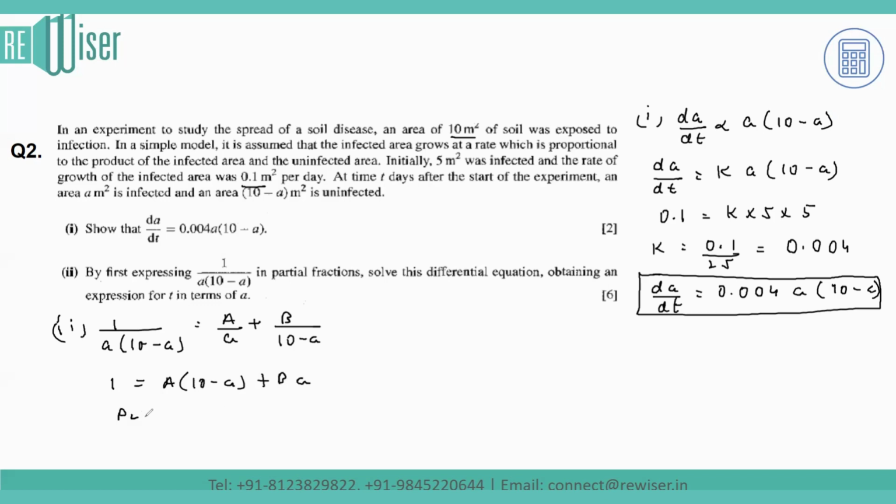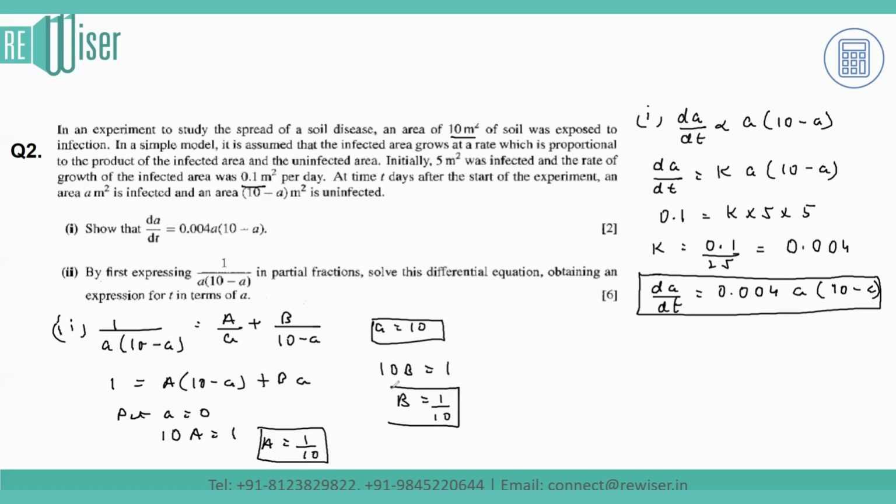If I put the value of A equals 0, then B vanishes. So I got 10A equals 1, or the value of A that we got is 1 over 10. Similarly, if I put the value of A as 10 in this equation, then the A term vanishes, so I got 10B equals 1, or the value of B is again 1 over 10. So our partial fraction can be expressed as 1/10 over A plus 1/10 over 10 minus A. So that will be the partial fraction form, and that's the first part of the question.